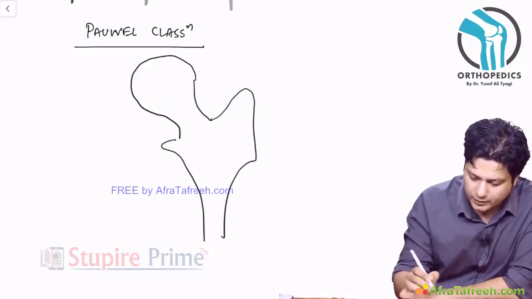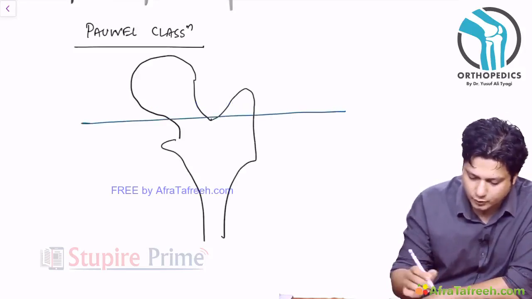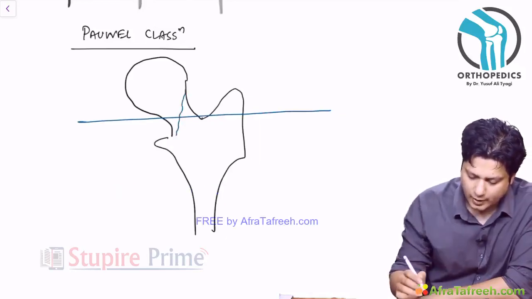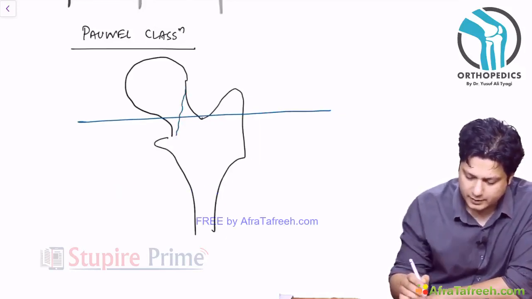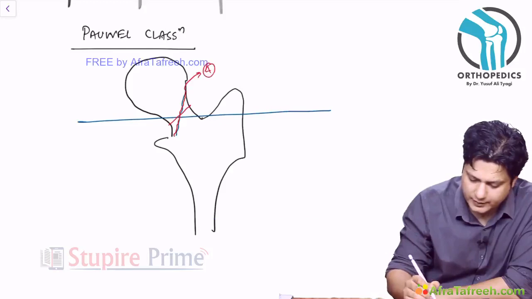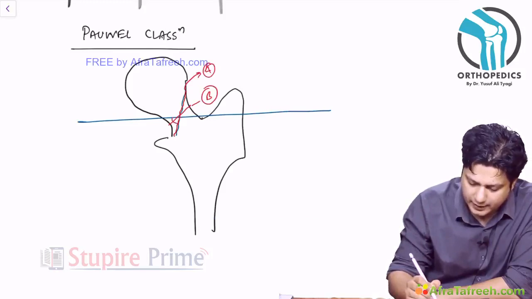If this is the horizontal plane and we are comparing the two fracture lines according to this horizontal plane, then another classification is the Powell's classification. These are the two fracture lines being compared with the horizontal plane. If this is fracture line A and this is fracture line B, then fracture line A has a greater angle with the horizontal compared to fracture line B.